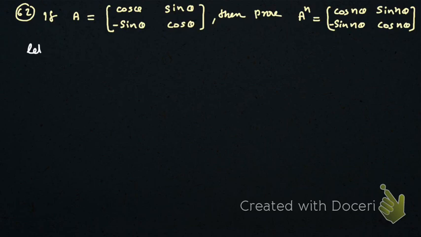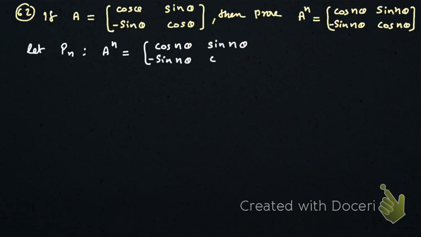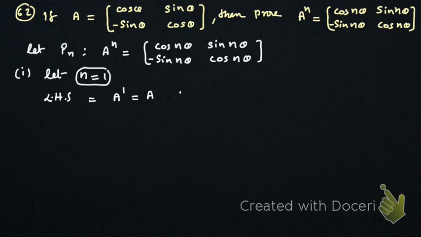And since this result is true for all positive integers, actually my question is incomplete. I should be saying where n is any positive integer. So I'm trying to prove this result for every positive integer. So that's done by the principle of mathematical induction. This is the result I have to prove. So I'm going to call that as Pn. So I'll say let Pn be this result which we are supposed to prove. A raised to n is equal to cos n theta sin n theta minus sin n theta cos n theta. So that's the result I need to prove. And stage 1. We assume that n is equal to 1 and we'll work out the LHS. What's the LHS?